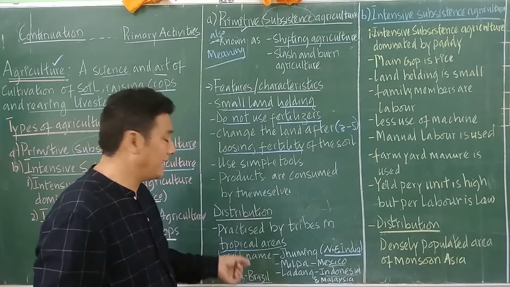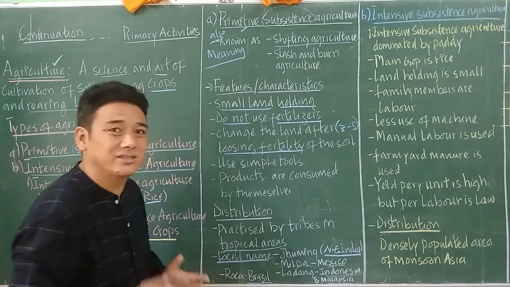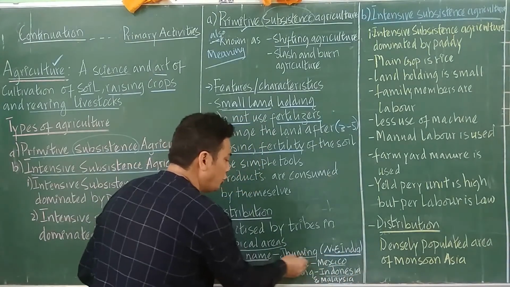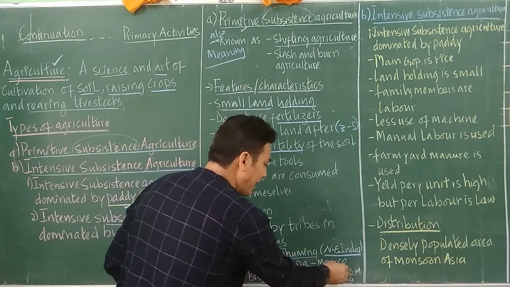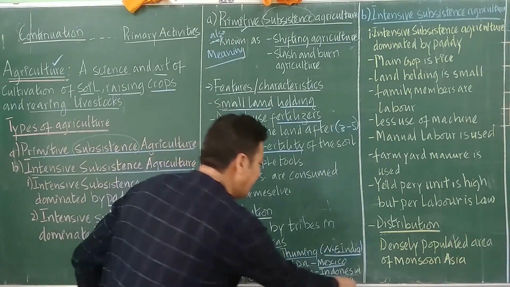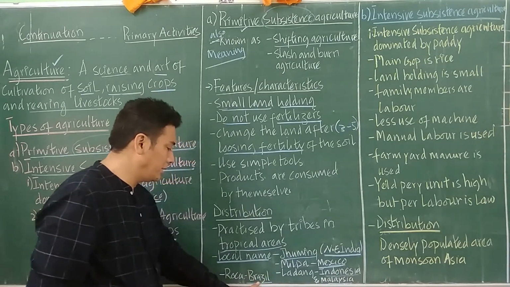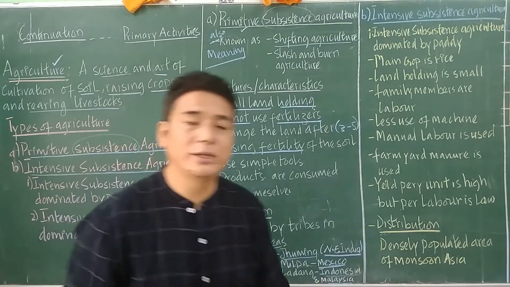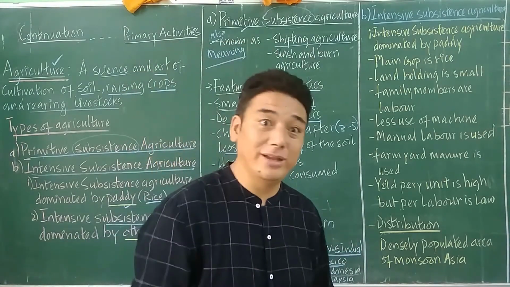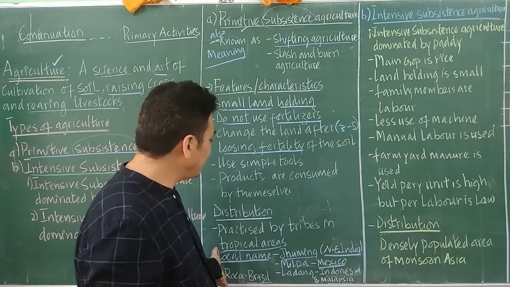This slash and burn agriculture has local names. For the same practice, it has different names. In Northeast India, it is known as Jumi. In Mexico and Central America, it is known as Milpa, in Indonesia and Malaysia it is known as Ladang, and in Brazil it is known as Roca. Try to find out the local name for shifting cultivation in Vietnam, and also in Africa. Is that clear? So these are some of the distributions.